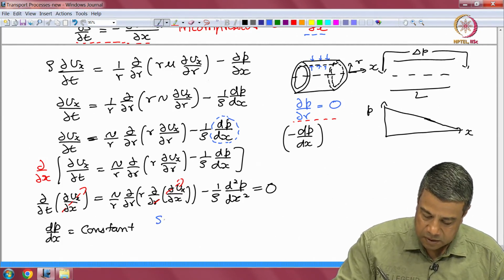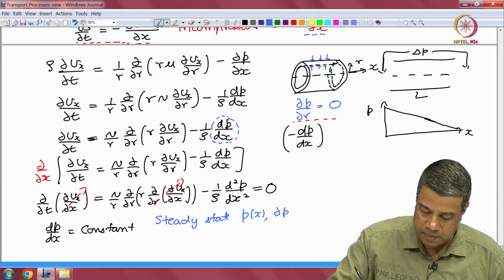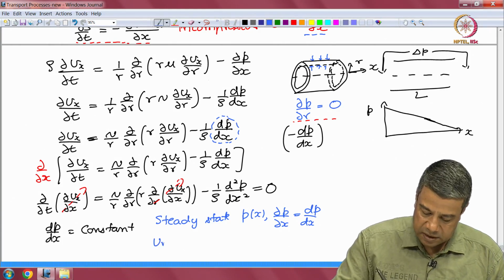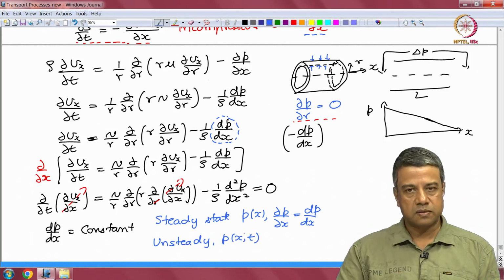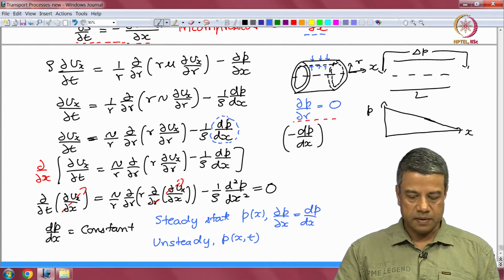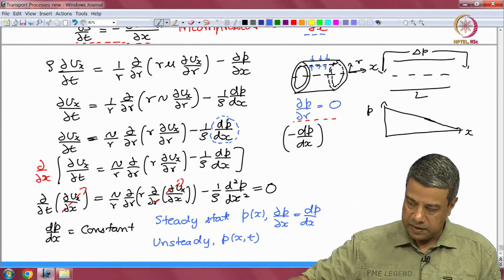I should add a caveat to what I said in the last lecture. At steady state, p is a function of x and partial p by partial x is equal to dp by dx. If it is unsteady, p can be a function of x and time. So, you will use the total derivative only at steady state. If it is unsteady, pressure could be a function of x and time.